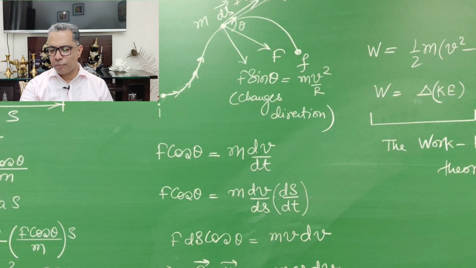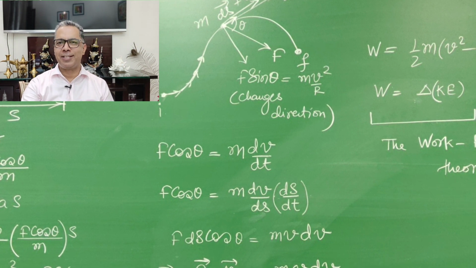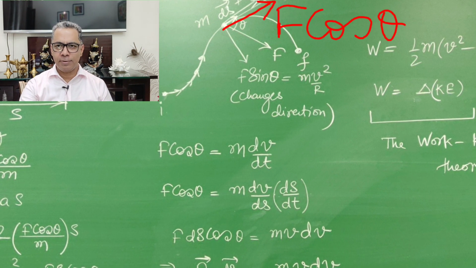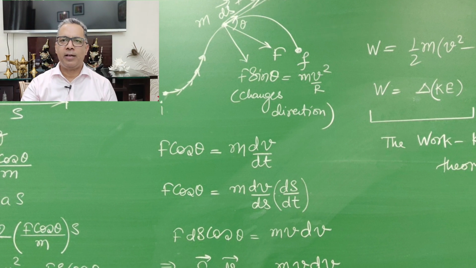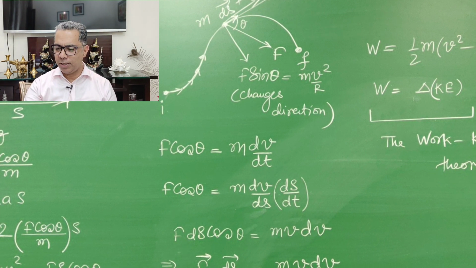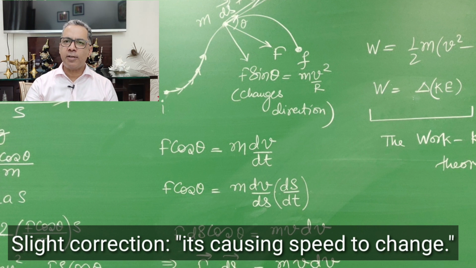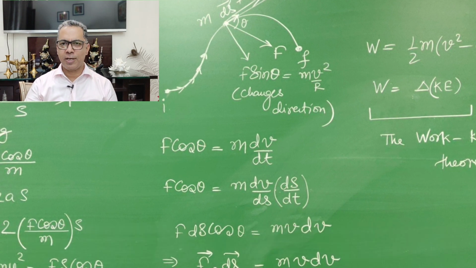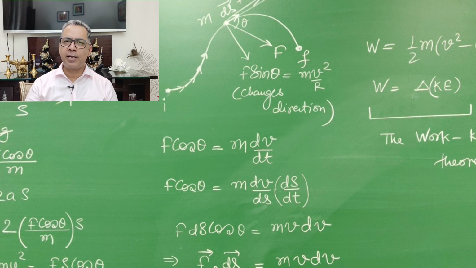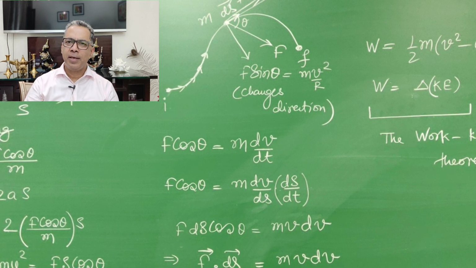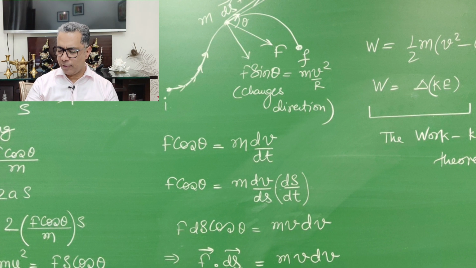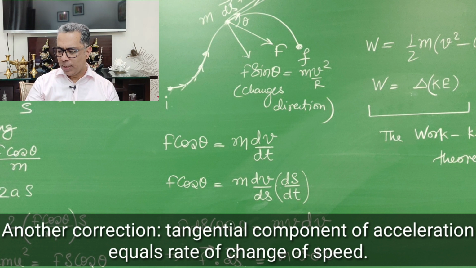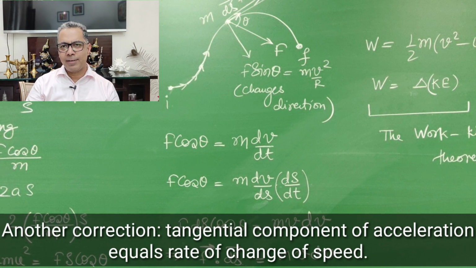The other component of the force, F cos theta, is tangential, and this tangential component of force is causing velocity to change. Now this F cos theta, the tangential component of force, is equal to mass times the tangential component of acceleration, and the tangential component of acceleration equals the rate of change of velocity. So F cos theta we now know equals m dv by dt.